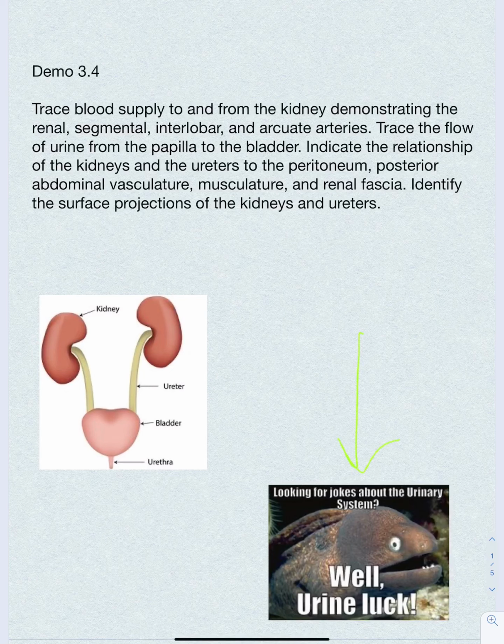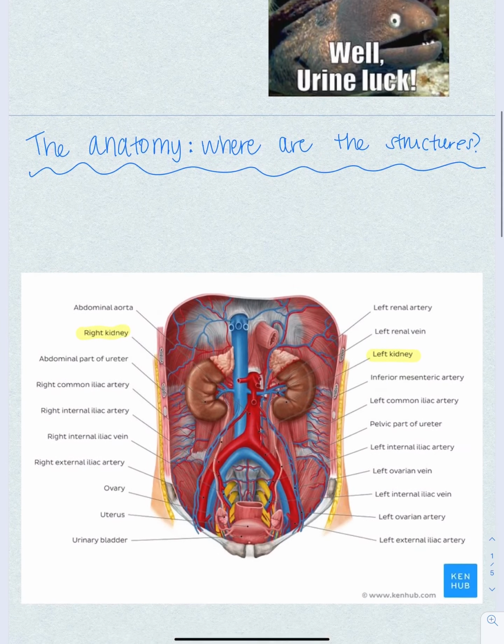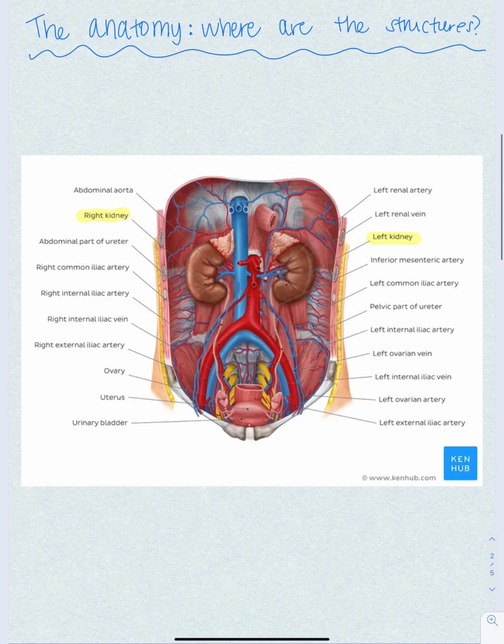Today, we will be learning about renal blood flow through the kidneys, as well as the flow of urine from the kidneys to the bladder. First, let's find the structures in situ.